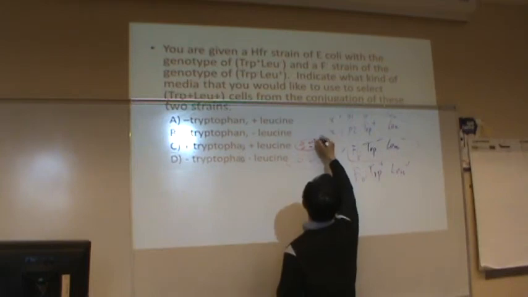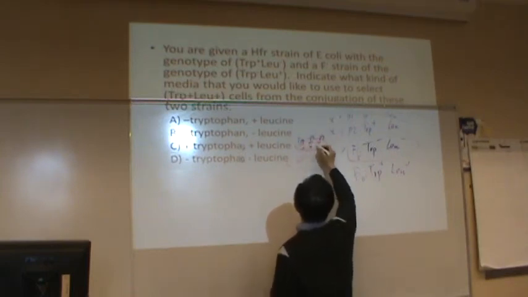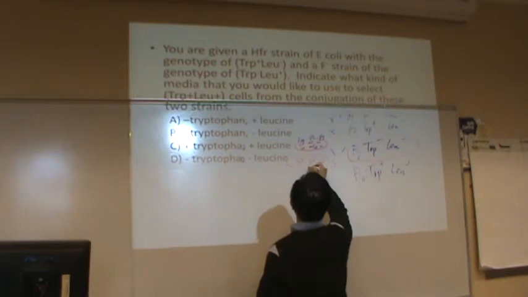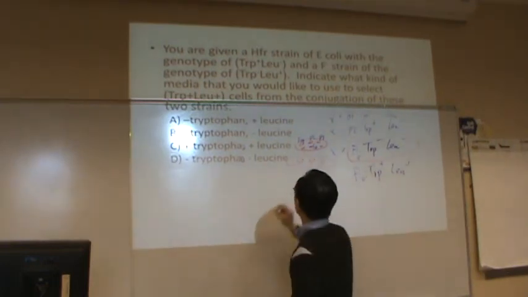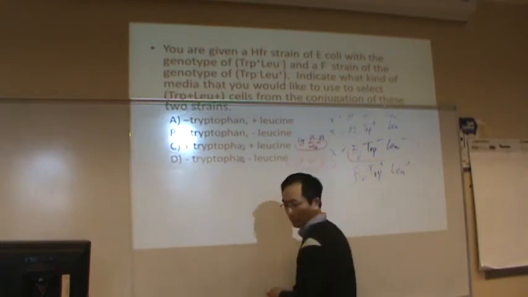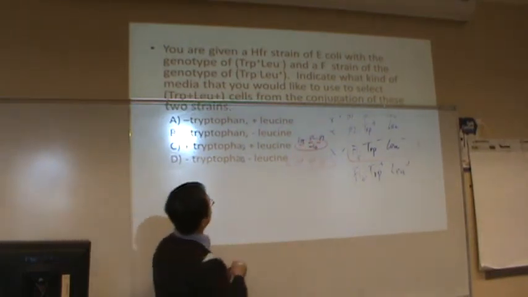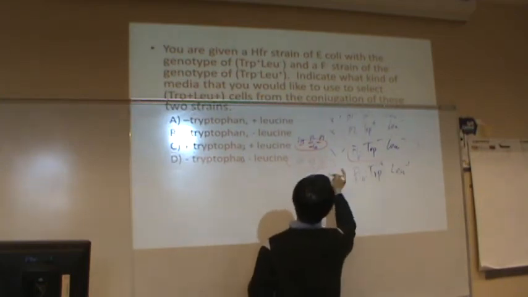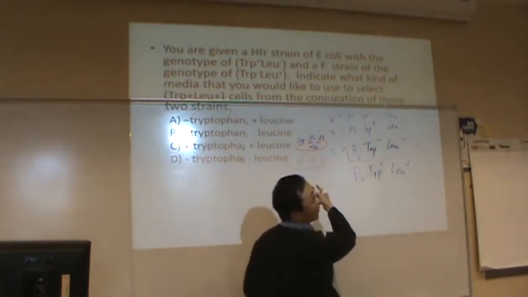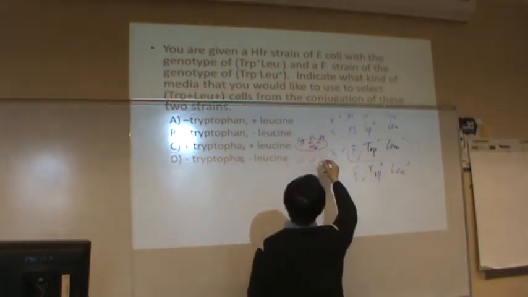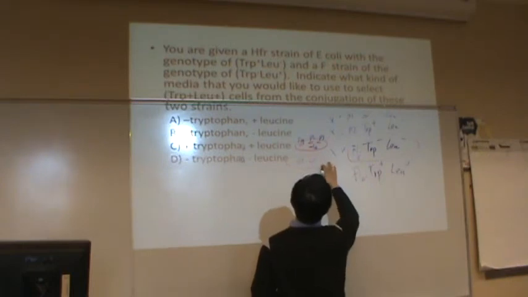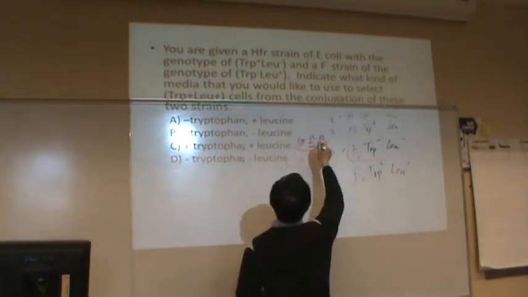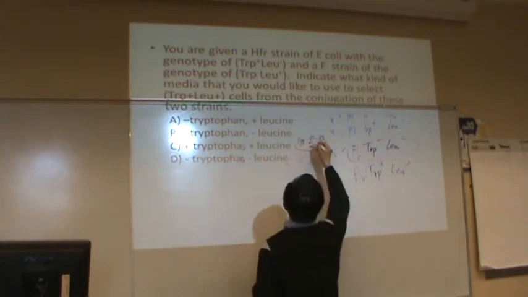So if we assume this is P1, this is P2, this is F1A, this is F1B. And then, just for simplicity, let's just use the same number. All this will grow, and on this one, this one will not grow. This one will grow, so we do not want this one. We know this will be plus plus. This one won't grow, this one won't grow. So by using this media, we know this one we do not want. But then, there must be a simple way to do this.